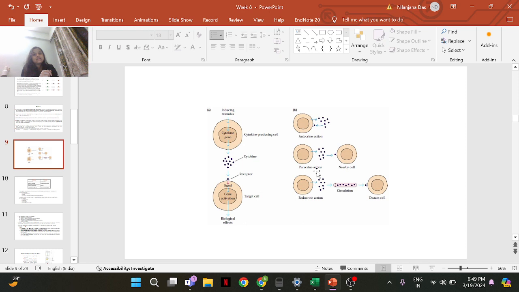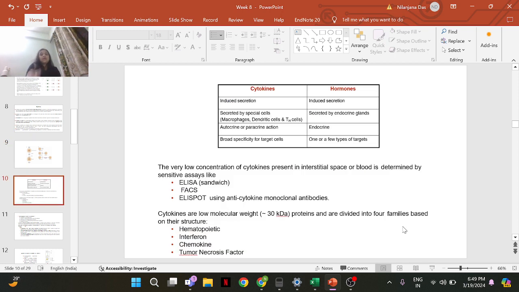Then there is paracrine signaling. For example, the cytokines are produced in the nearby cells, in the extracellular tissue or space, and from there they travel to the nearby cell, inducing or affecting that nearby cell. Or there can be endocrine action, where it is produced and can move a long distance and affect a distant cell.